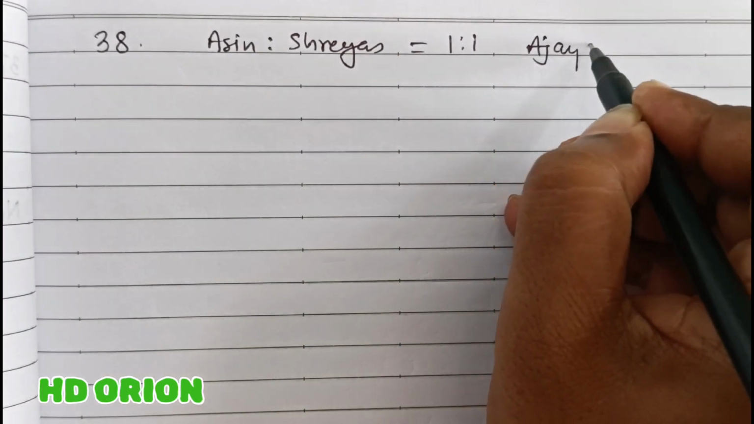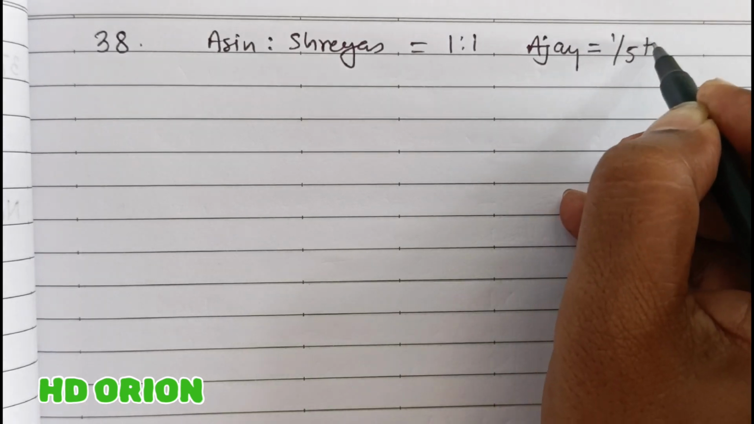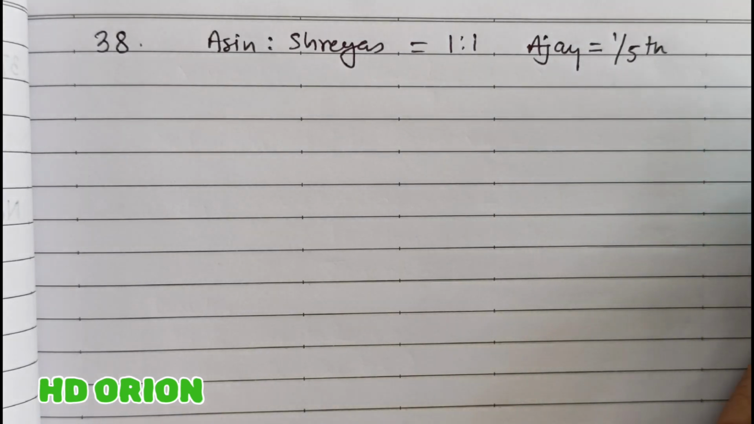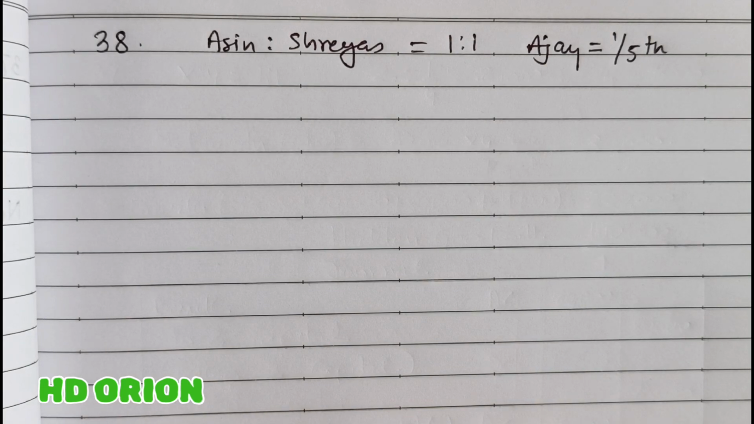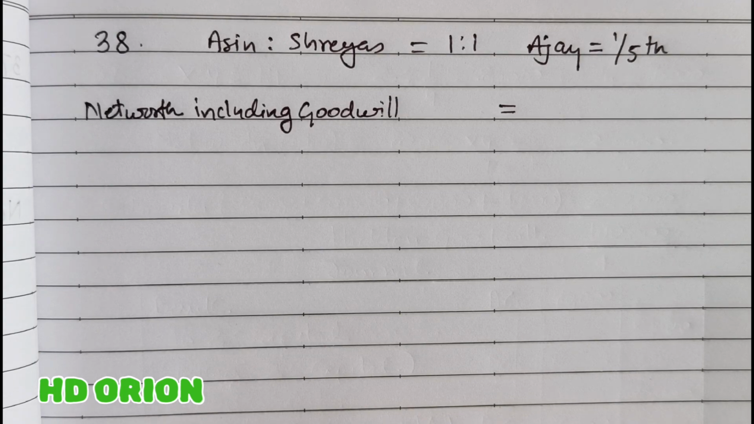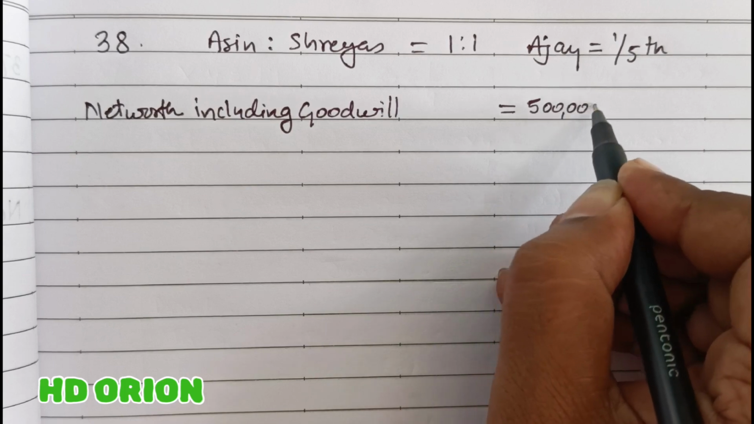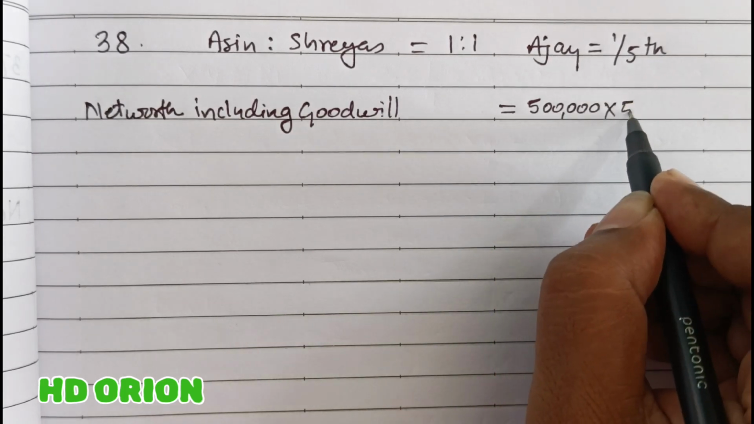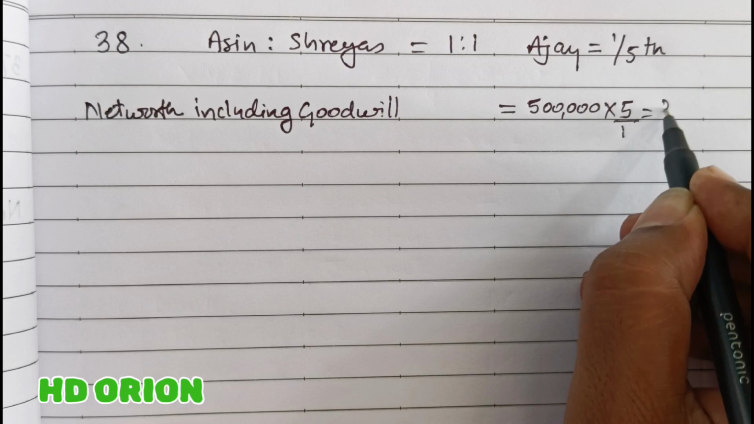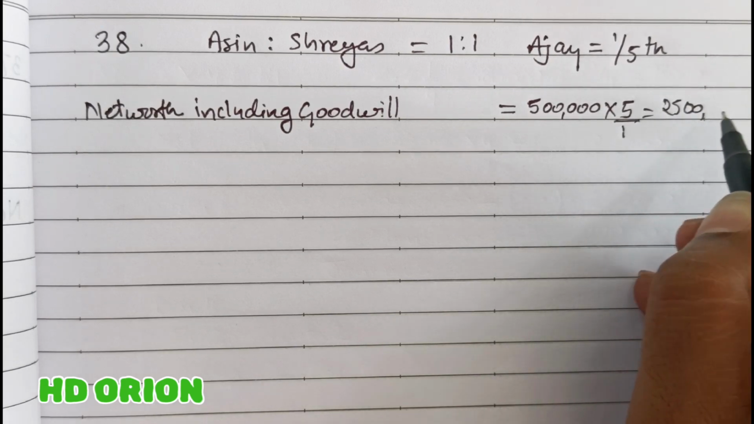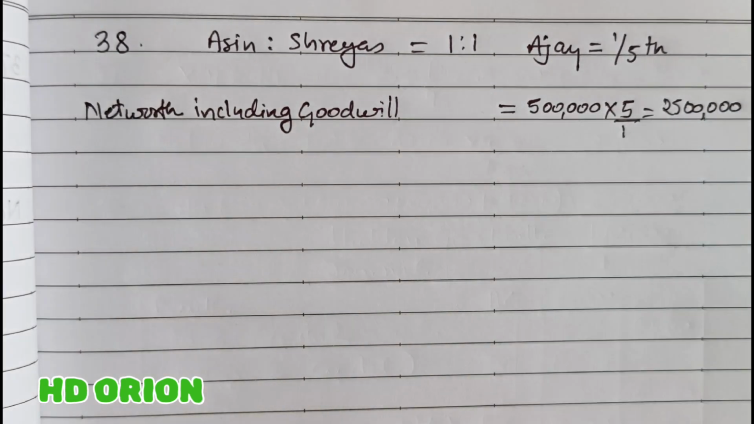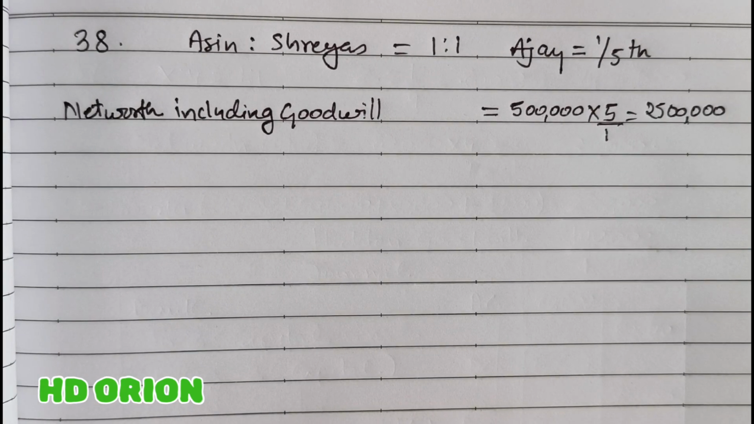And new partner Ajay is coming in the business for 1/5 share in the profit. Fine. Now, net worth including goodwill we have to calculate is equal to total capital brought by Ajay, that is 5 lakh, into reciprocal of this, that is 5 by 1. So it is 25 lakh. So firm is expected to have a capital of rupees 25 lakh. But actually what is the capital of the firm? We will compare it with it.